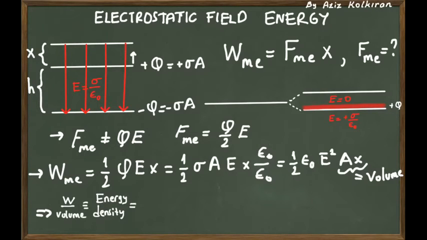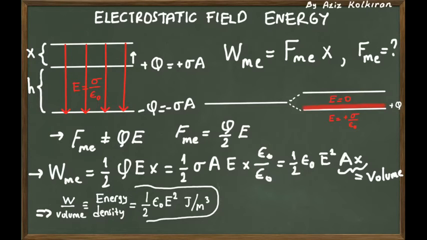So I can, in fact, divide this work by the volume to find the energy density of this electric field. And this quantity, 1/2 epsilon 0 E squared, is the energy, in joules, per unit volume, per meter cube, inside this region of space where we have a non-zero electric field, which is equal to sigma divided by epsilon 0.